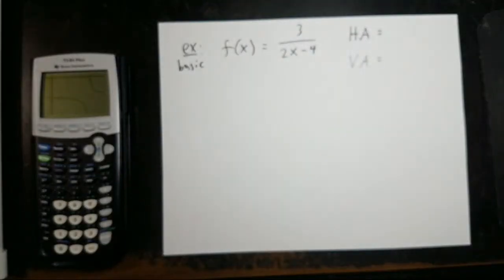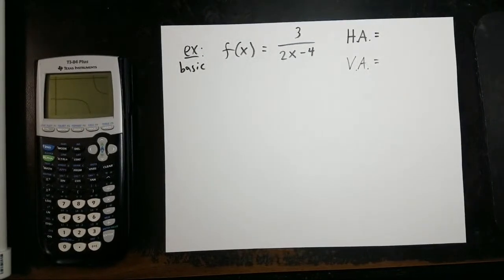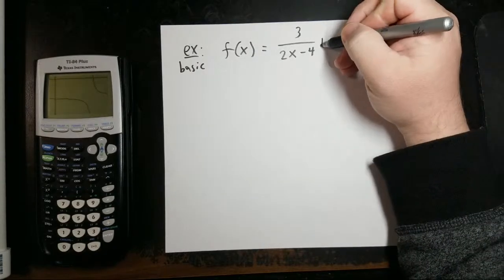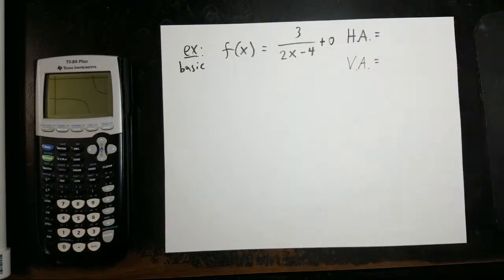The reason why it is a basic example, focus that camera, there we go, is because there's just a number in the numerator. There is a linear function in the bottom of the fraction. And yes, technically there should be a number being added or subtracted. There is. The number being added or subtracted is just 0.